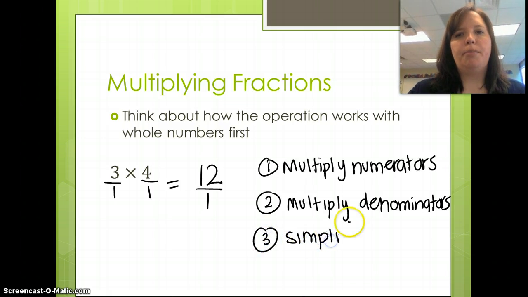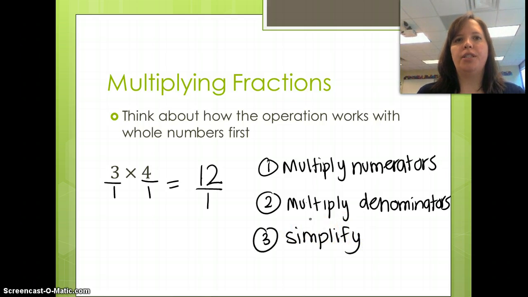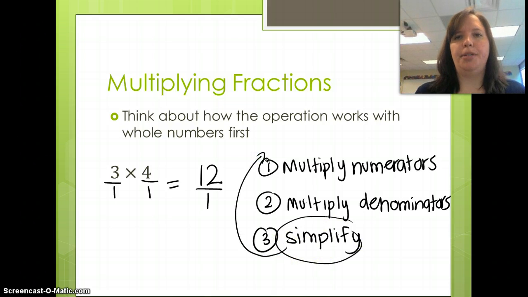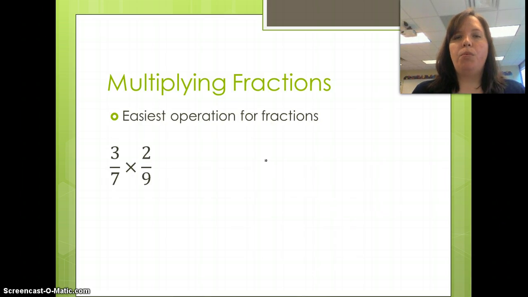The unique thing about multiplication that isn't true with addition, subtraction, or division, is that the simplification step could actually be done at the beginning. This is the only operation where that's true. So we'll look at one here where you can actually do that. So this is one of my I do's. You only have one you do in this video in total. So we can simplify first or simplify last.